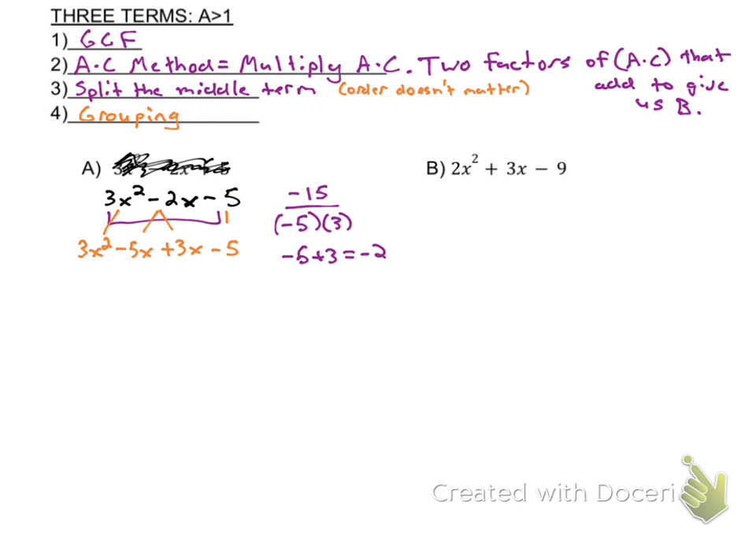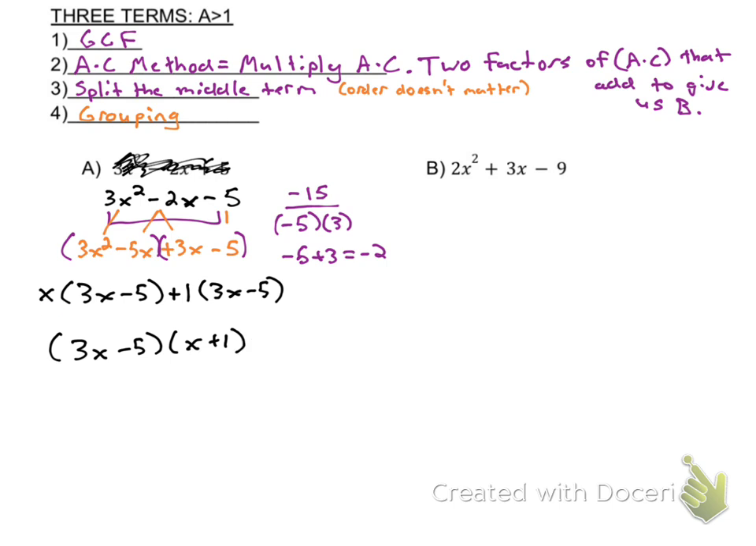Now how many terms do we have? Four terms. How do we factor when we have 4 terms? Grouping. What's the GCF of that first group? X. Leaves us with 3x minus 5. What's the GCF of that second group? There is none. It's 1. Yeah. 3x minus 5. So our answer there would be 3x minus 5 times x plus 1.